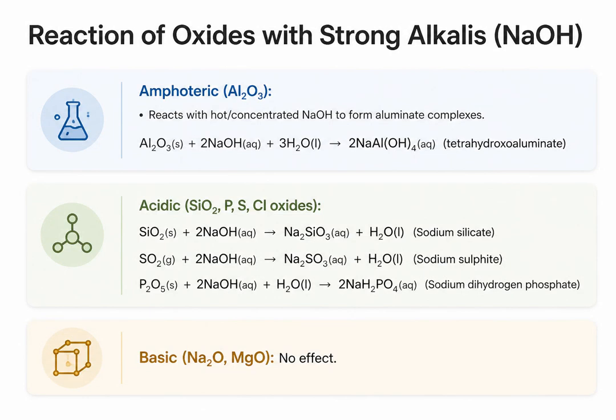Because basic oxides like sodium and magnesium oxide are already basic, they do not react with strong alkalis like sodium hydroxide. However, our amphoteric aluminium oxide does. It reacts with hot concentrated sodium hydroxide to form soluble aluminate complexes, such as sodium tetrahydroxoaluminate. The acidic oxides also react readily with alkalis. Silicon dioxide forms sodium silicate, sulfur dioxide forms sodium sulfite, and phosphorus pentoxide forms sodium dihydrogen phosphate. These reactions typically happen in 2 stages. The oxide first forms an intermediate acid with the water present, which then neutralizes the alkali.